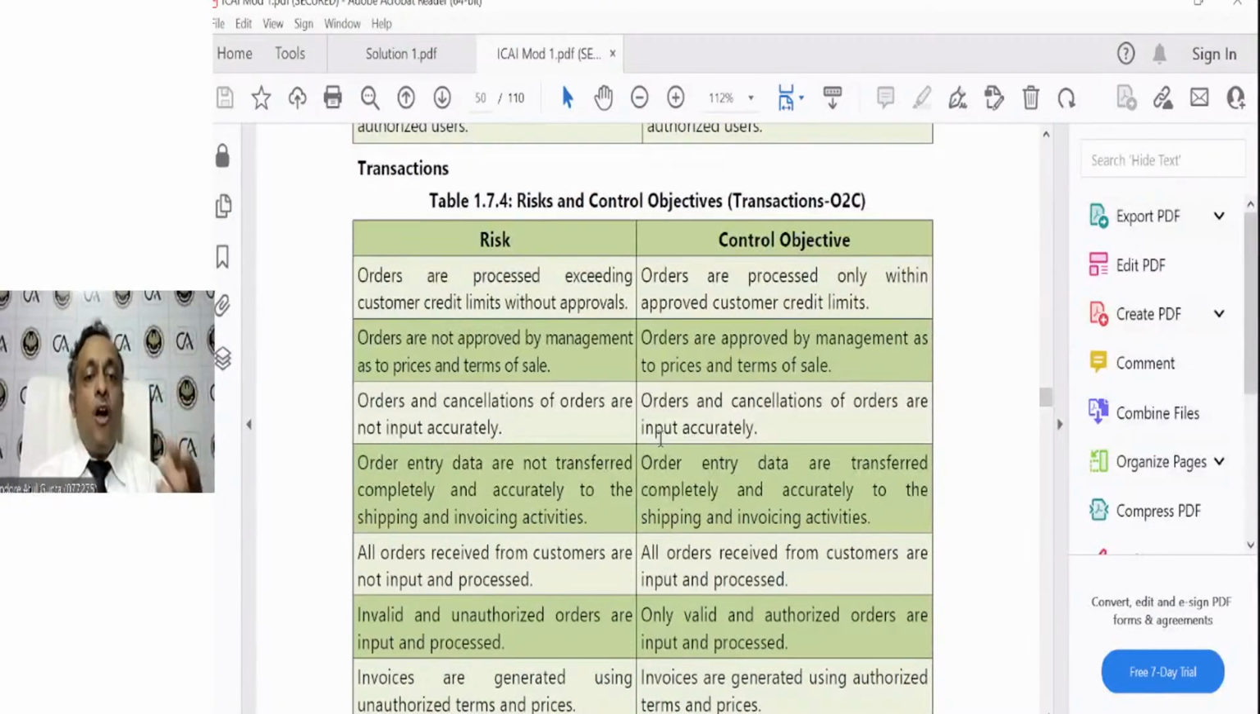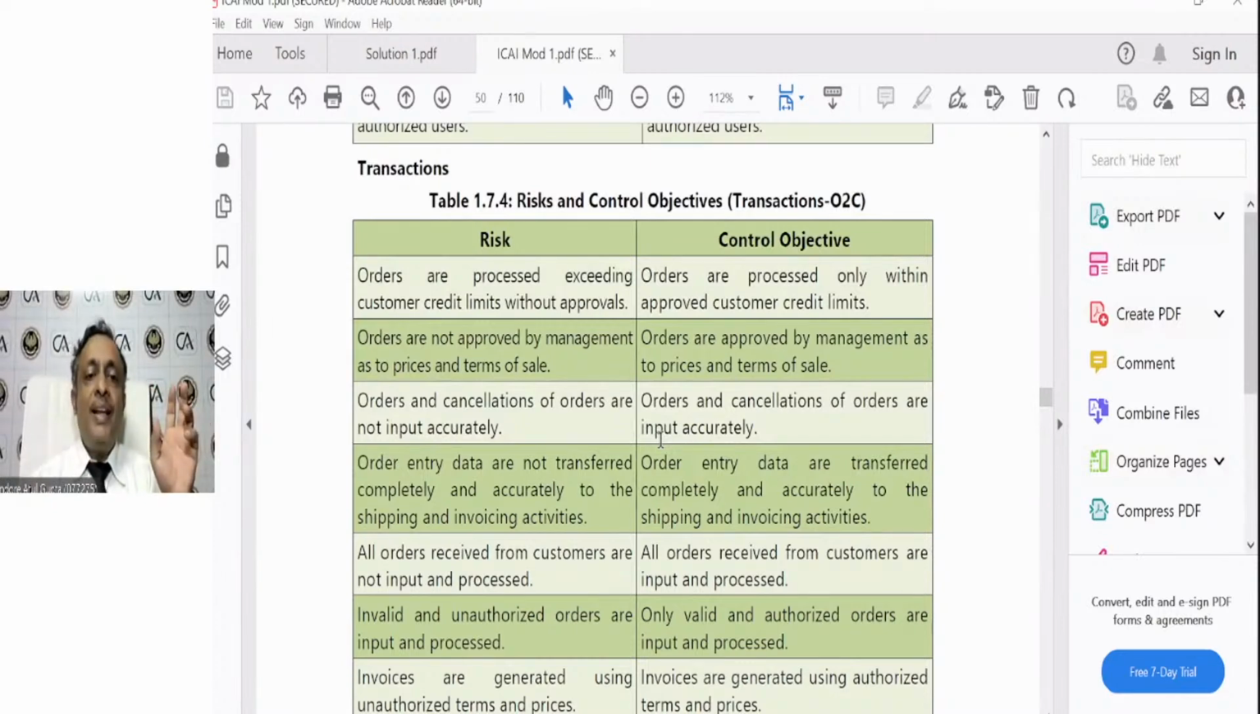Okay. Orders are not approved by management as to prices and terms of sale. Again, see, please understand, when this happens, this is an indicator of a system flaw again. Okay. So this again indicates a system flaw. So with the first one, I'll come back to this again. We are reading the control objective, and when you answer the first one, we'll discuss all this together. First 2 points. Orders are approved by management as to prices and terms of sale.